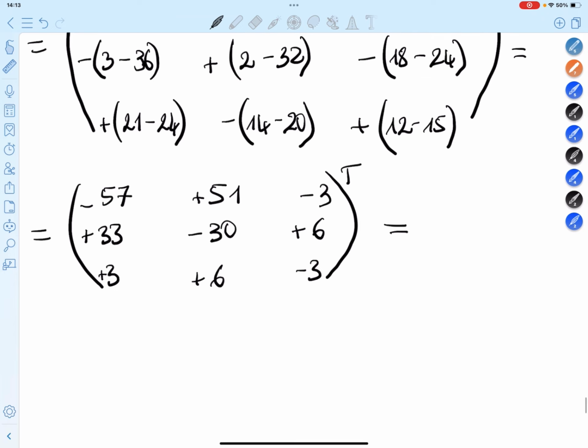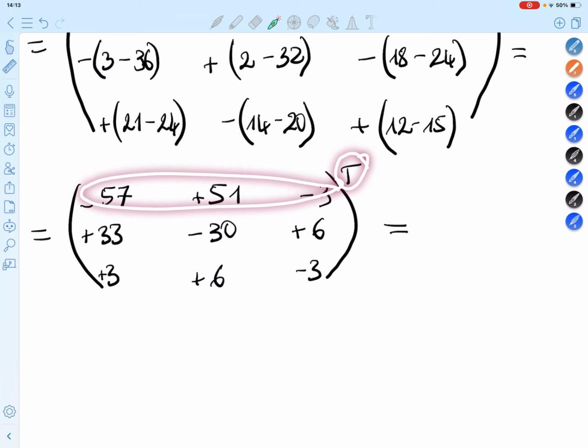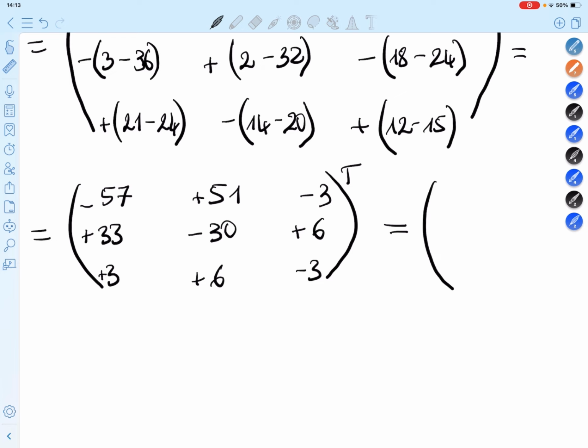Now we have a transpose, so by transposing, this would be on the vertical, right? So this would give me minus 57, then plus 51, then minus 3. So all the horizontals are going to be written in vertical. We do the same here. So 33 minus 30, then 6. Here we have minus 3, 6, minus 3.